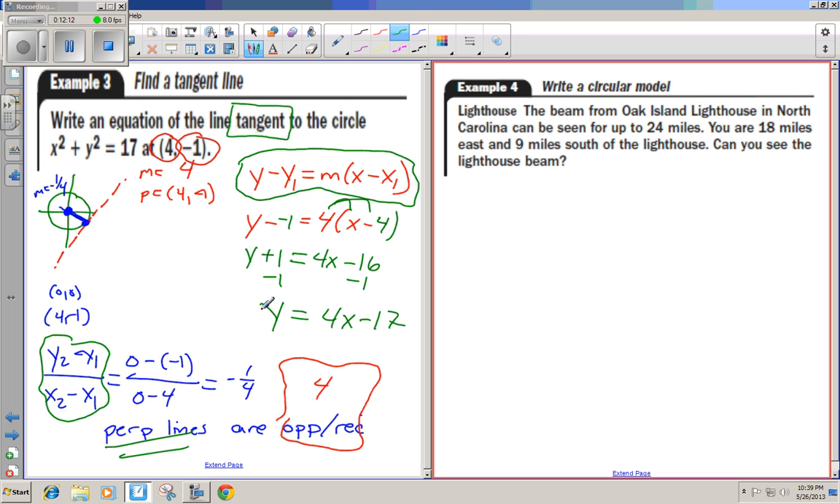All right, here is a story problem about a lighthouse. The beam from Oak Island Lighthouse in North Carolina can be seen for up to 24 miles. You are 18 miles east and 9 miles south of the lighthouse. Can you see the lighthouse beam? All right, so let's imagine here's the lighthouse. It's the center. And all the way around this lighthouse is 24. The radius is 24.